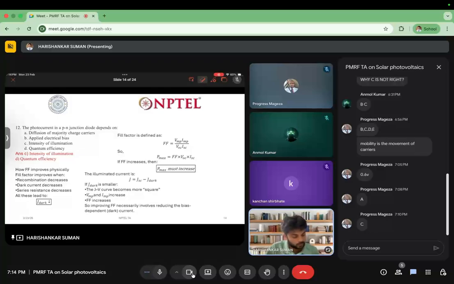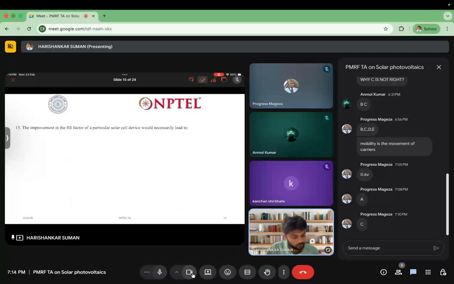We will discuss this in the fill factor. So this is the question. The improvement in the fill factor of the particular solar cell device would necessarily lead to... What is fill factor, do you know?